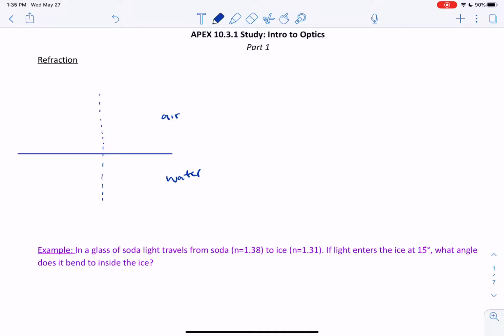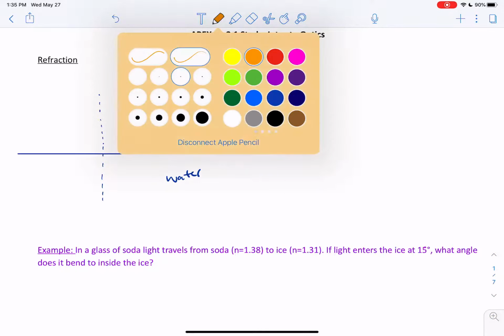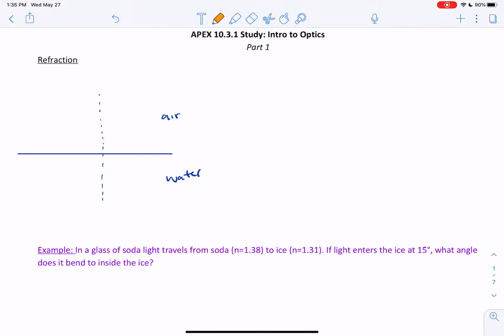So you could have your light traveling in from the air, and then when it reaches the barrier, the light bends. This is why if you look into water and you see like a fish or something in there, it's going to be not quite where you expect it to be because the light actually bends, okay? And that is called refraction.